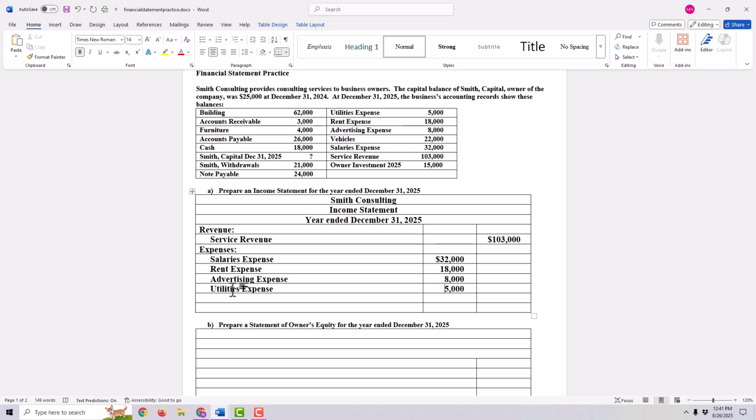Okay, now that I have all of the expenses entered, I'm going to add these numbers up. If I add up these four numbers, I get $63,000. And I'm just going to put a line that says total expenses over here. And then now what I need to calculate is the net income or net loss. I would take the revenue minus the total expenses, and that would give me $40,000 if I do the math.